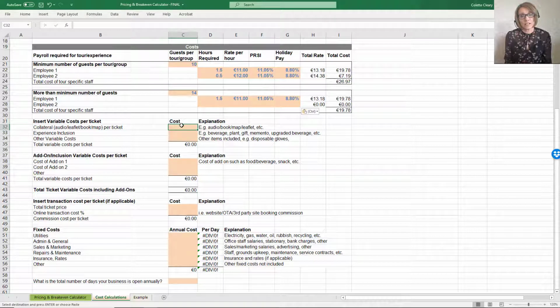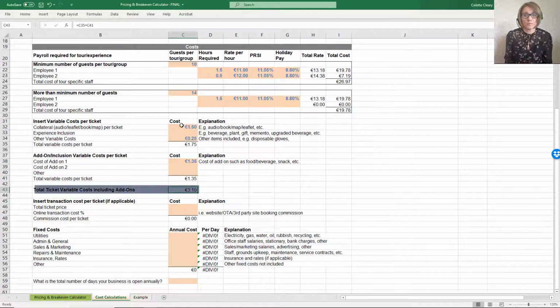Variable costs are calculated here. The variable costs include the direct cost of the sale of the ticket, as shown here, the direct cost of the add-on, for example, the cup of coffee and slice of cake, and then the total of both of these is shown here. If applicable, include the online transaction cost percentage here. This is only relevant for online sales where you will include your commission as a cost of sale.